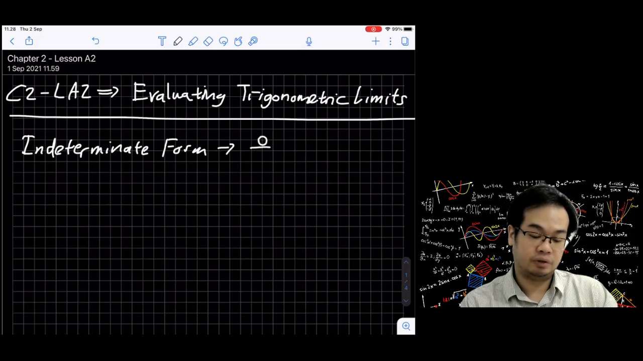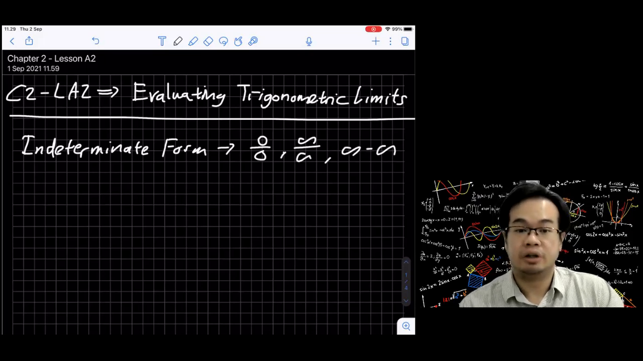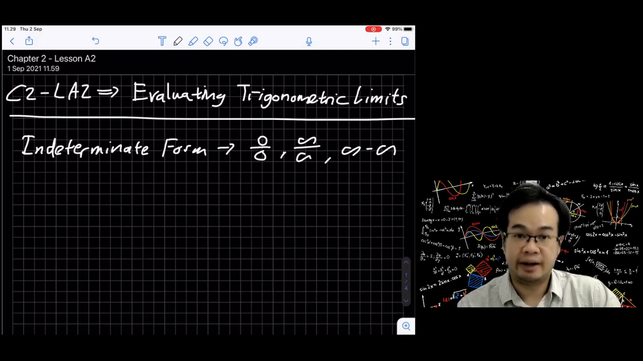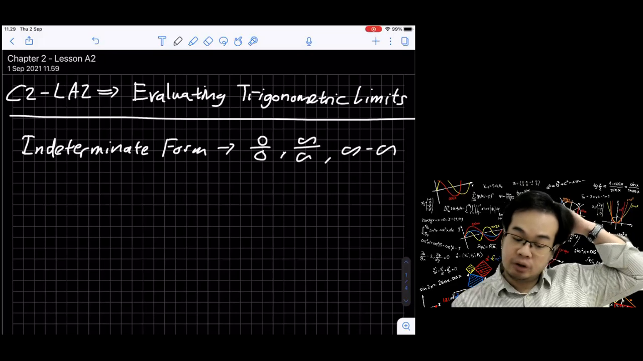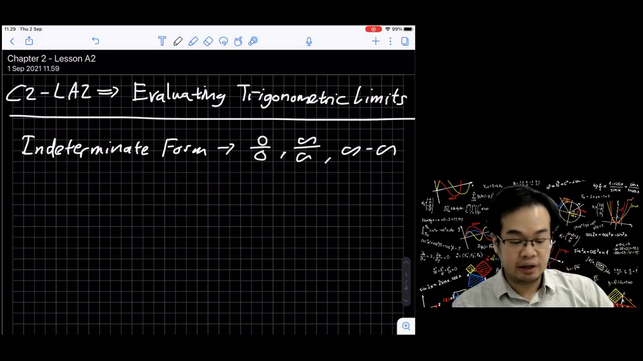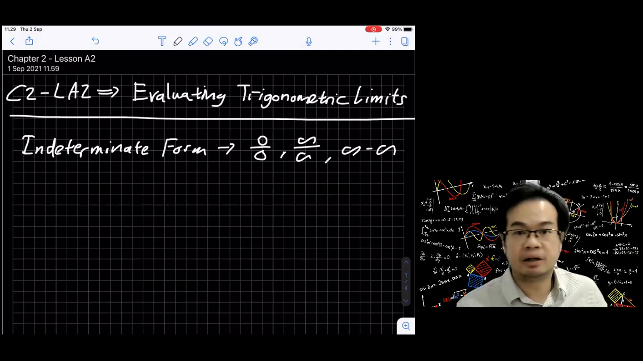The first is 0 over 0, then we have infinity over infinity, and lastly we have infinity minus infinity. So if after you substitute the approaching value of x into the function the result is one of these three, then you need to simplify or change the function first. Yesterday we discussed evaluating algebraic limits, and usually you just need to factor or multiply by its conjugate if there is a square root in the function.